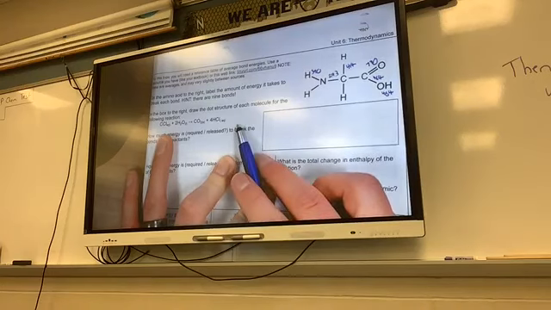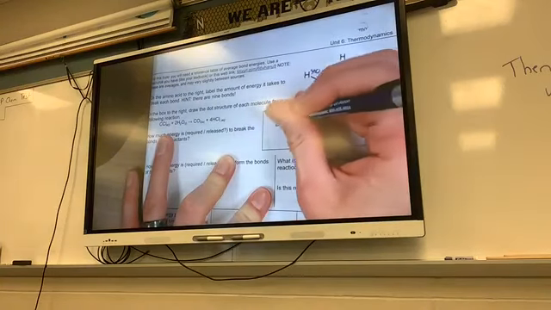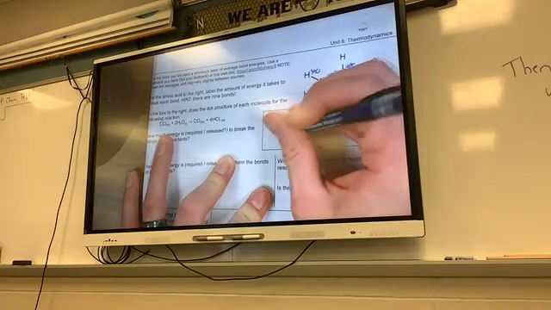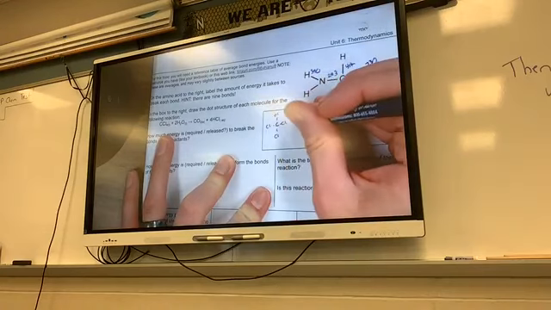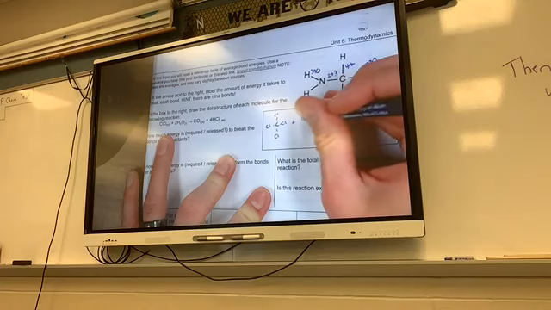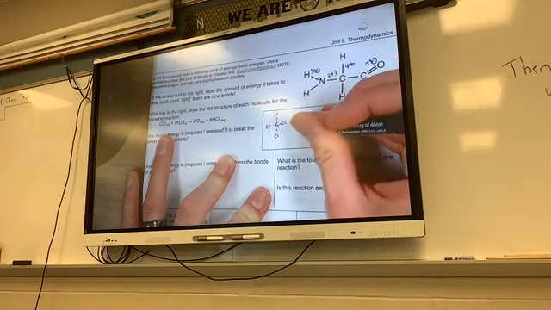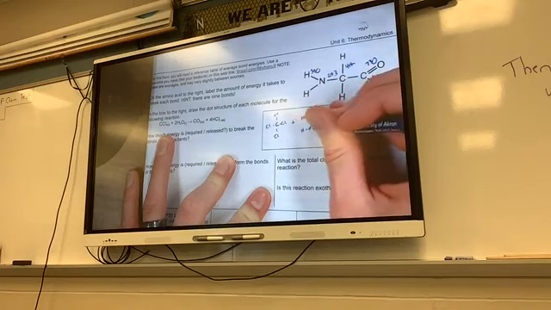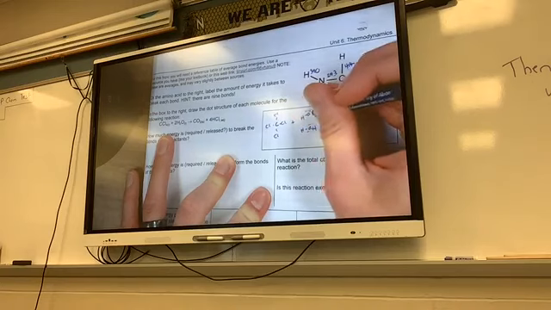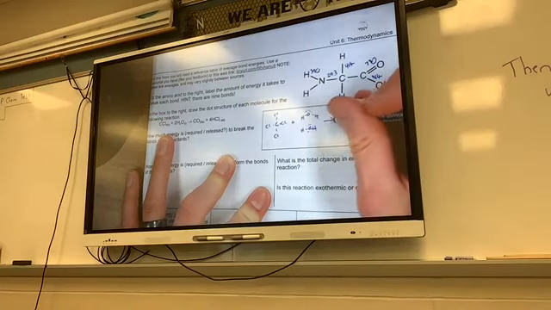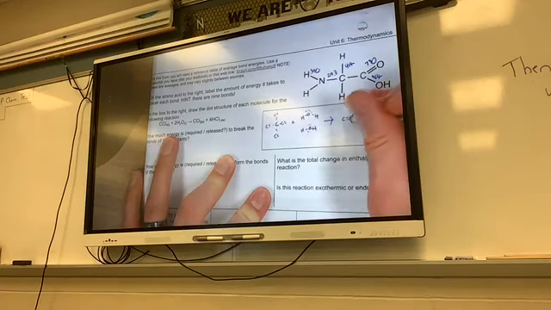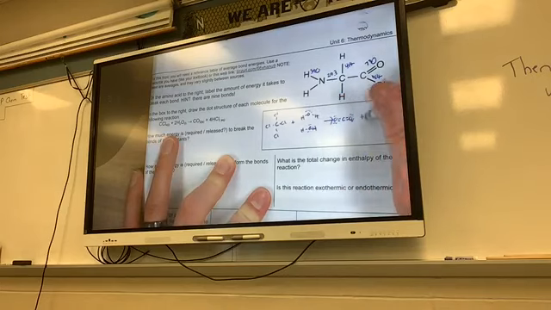Let's draw our dot structure first. I've got C, Cl, Cl, Cl, Cl, plus HOH, HOH, double bond, two lone pairs, yields carbon dioxide, double bond O, plus HCl, HCl, HCl, each with lone pairs.